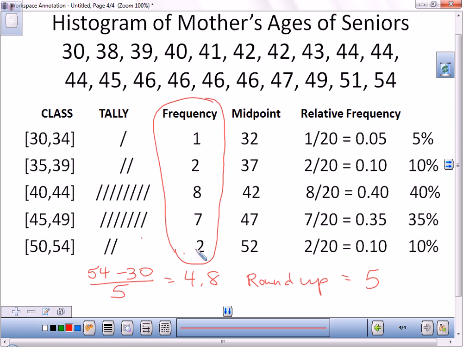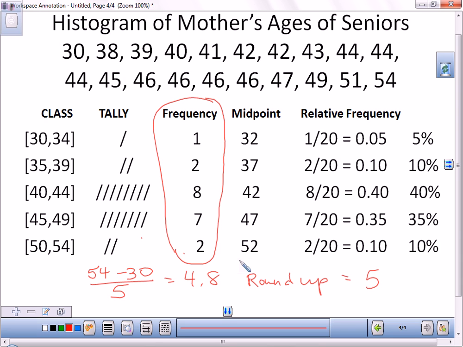Now, I told you we're going to practice midpoints, even though we're not really doing a whole lot with them. So add them up, divide by 2. 30 plus 34 is 64, divide by 2 is 32. 35 plus 39 is 74, divide by 2 is 37. 40 and 44 is 84, divided by 2 is 42. Do you see how these are going up by 5? Doesn't that make sense since your class width is 5? All right.